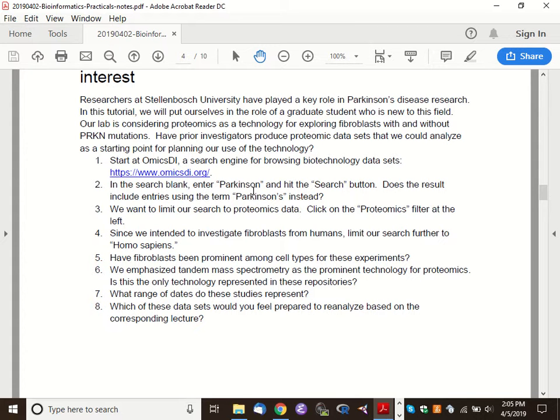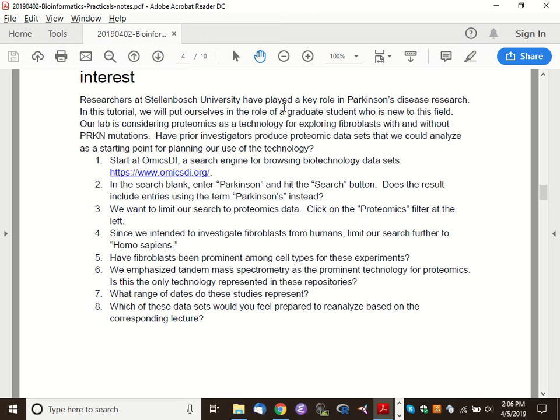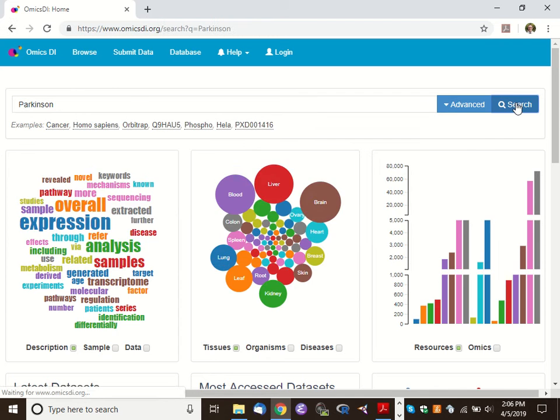And what I want to ask is, does this searching for Parkinson also include related terms like Parkinson's or Parkinsonianism? So let's do a quick try of that. Parkinson. Did I do it with a capital P? I did it with a capital P. That's fine. You can see it already has a whole bunch of terms related to this. And I'm just going to click search and see what happens.